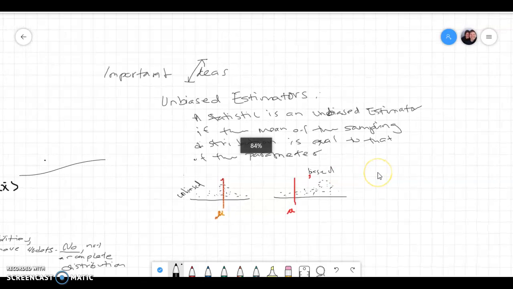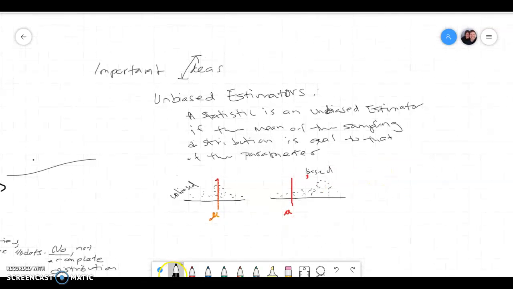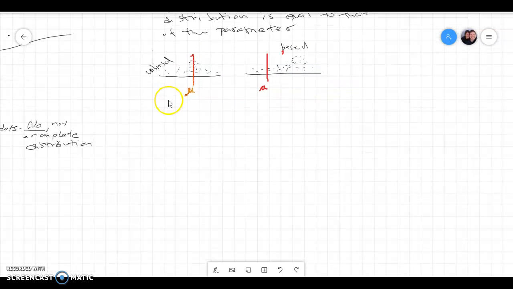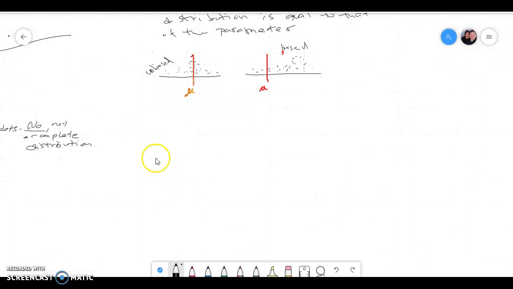Okay, so our next important idea is the idea of variability. Let me try, what's this pen? I'm going to try this one. Oops. Got so excited I spelled variability wrong.